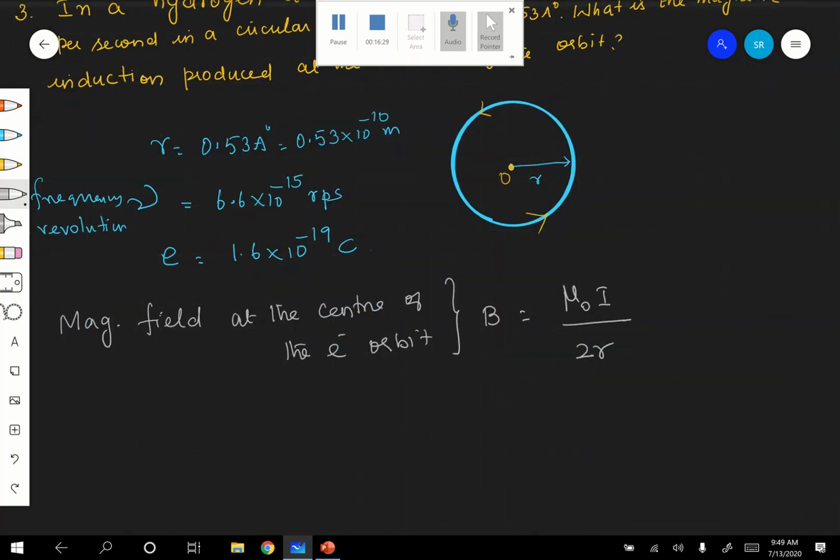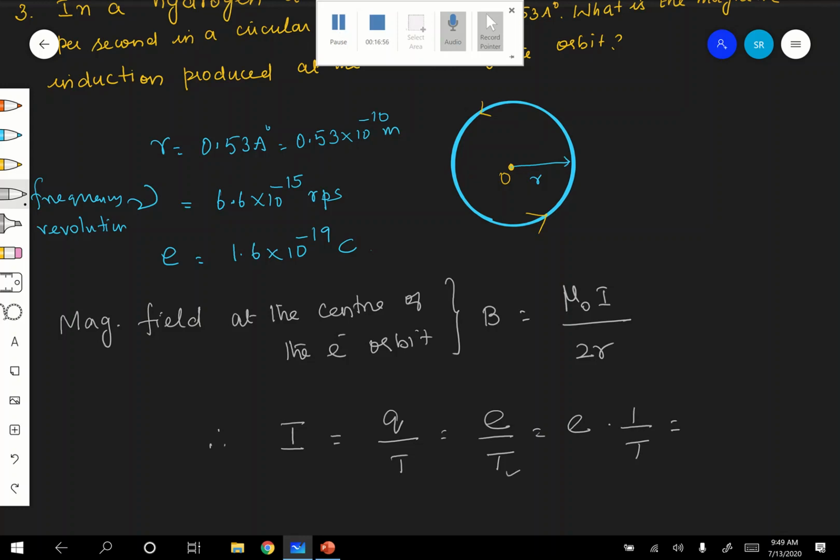So now R is given but I is not given. Instead, now we have to find I. Therefore, what is I? I is equal to charge per time. Hope you are following. Q by T. What is Q? Here charge is nothing but e. So I is equal to e into 1 by T. 1 by T is nothing but frequency, no?